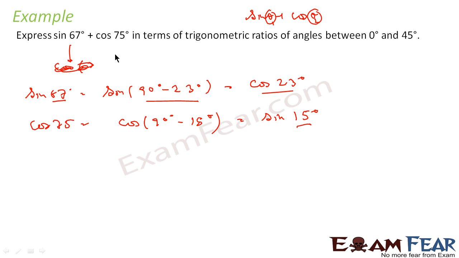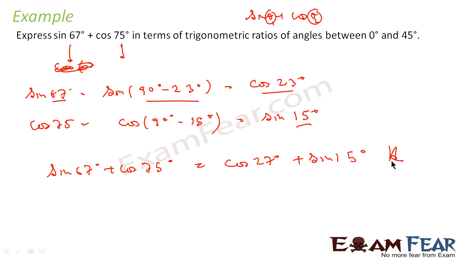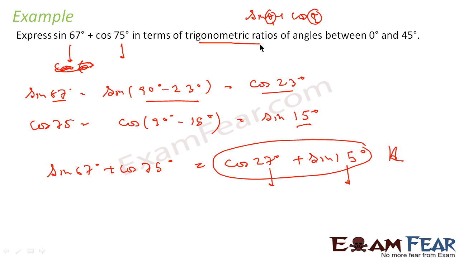So now what we can do? We can say that sine 67 degree plus cos 75 degree is nothing but cos 23 degree plus sine 15 degree. And this is my answer because these thetas are between 0 and 45. The question asked to write this ratio in the angles between 0 and 45, and that is what we have done here.